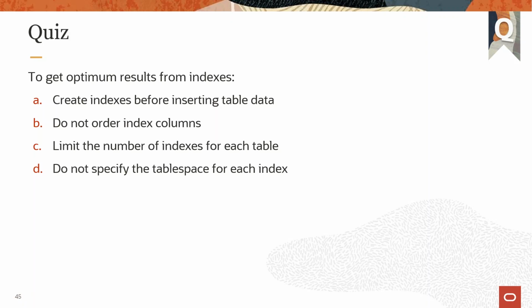Another quiz is asking how you can get optimum results from indexes. Is that by A, creating indexes before inserting table data? Is that B, to not order index columns? C, limit the number of indexes for each table? Or D, to not specify the table space for each index? Now, in order to get optimum results from indexes, try to limit the number of indexes for each table.